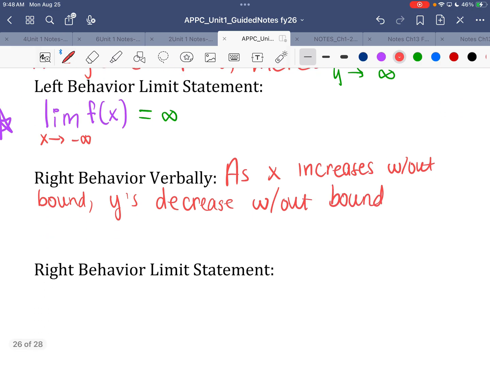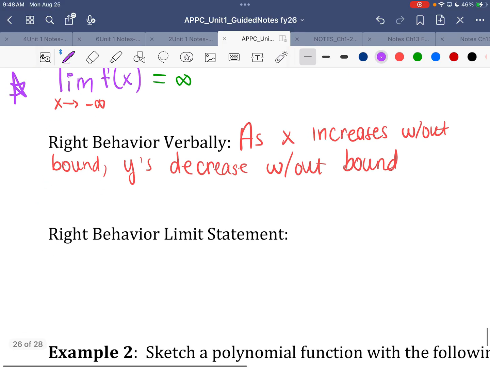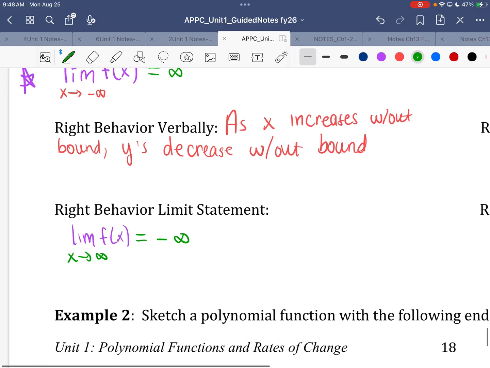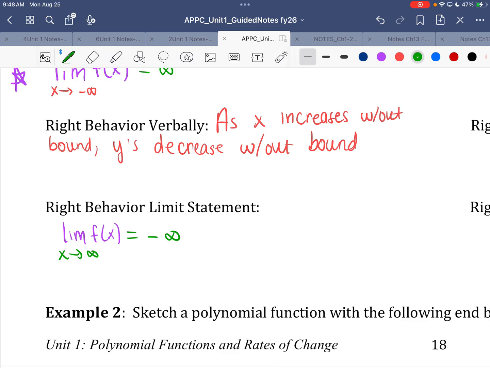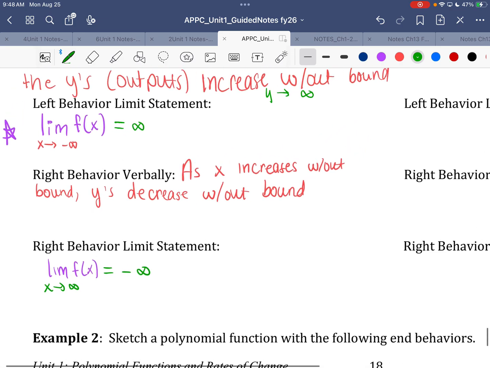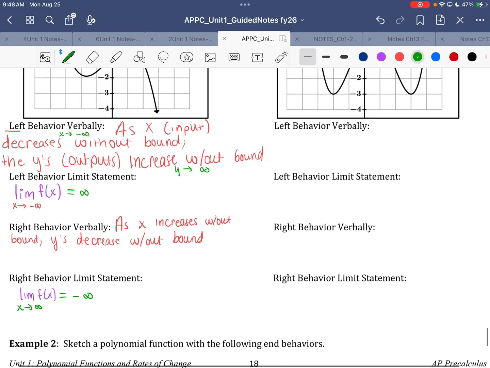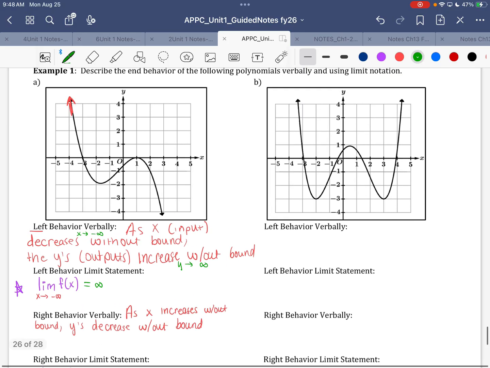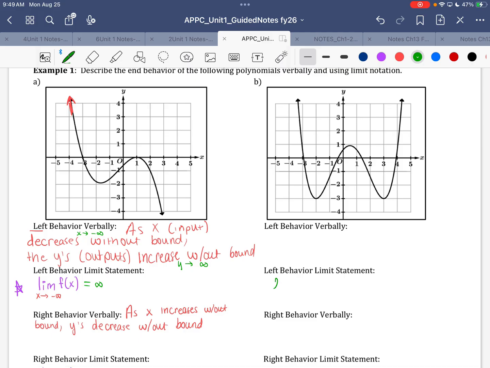All right, hopefully you had something that says as x increases without bound, the y's decrease without bound. So your right limit statement, what should the x be doing now? Positive infinity. And then the equals should be negative infinity. Okay, I don't feel like writing a lot more because we're running out of time. Let's just do the limit behavior for this one. So limit statement for B. Left would be negative infinity.